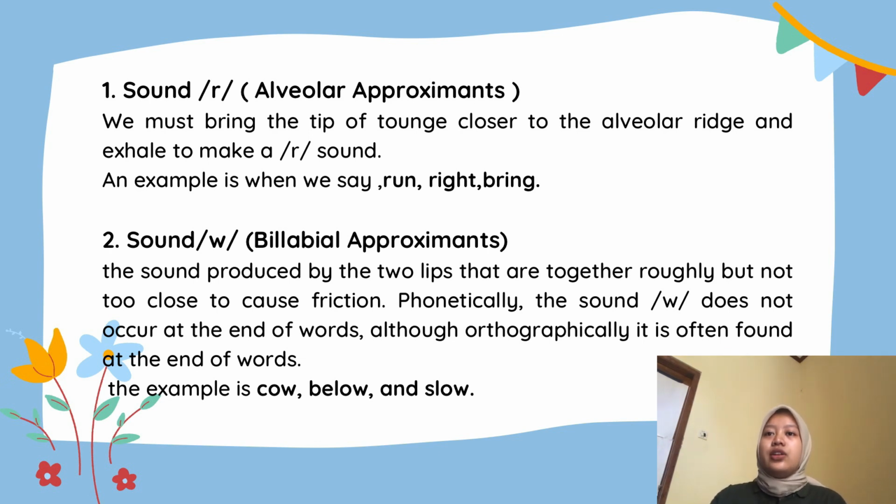The next sound, bilabial approximant. The sound is produced by two lips that are not together roughly but not too close to cause friction. Phonetically, the sound w does not occur at the end of words, although orthographically it is often found at the end of words. The examples are go, below, slow. Once again: go, below, and slow.